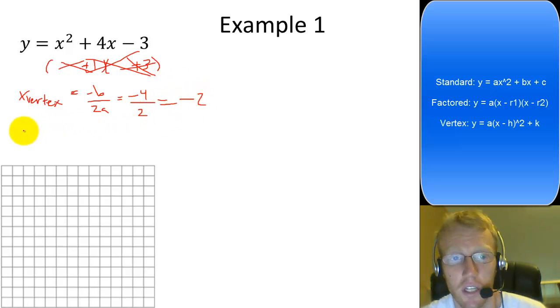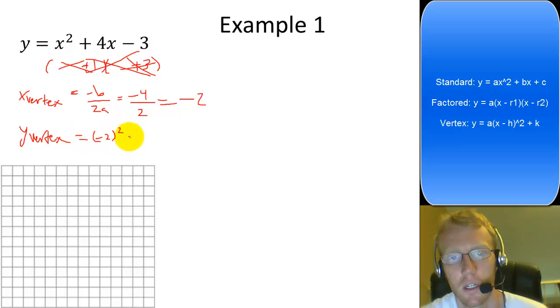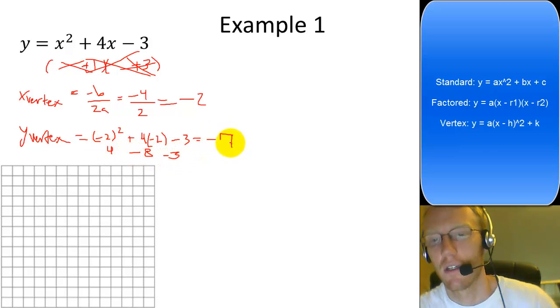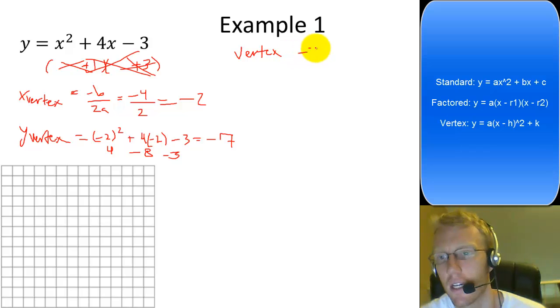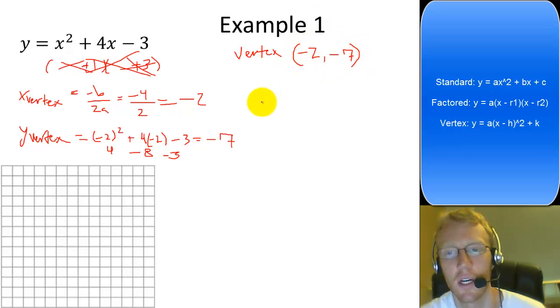Let's find the y-coordinate of the vertex. We can take this value and plug it in, and we get negative 2 squared plus 4 times negative 2 minus 3. Okay, that's positive 4. That's negative 8. That's negative 3. Okay, so 4 minus 8 is negative 4. Negative 4 minus 3 is negative 7. So our vertex is located at negative 2, negative 7. That's cool. We know the vertex. We know the line of symmetry then is at x equals negative 2.